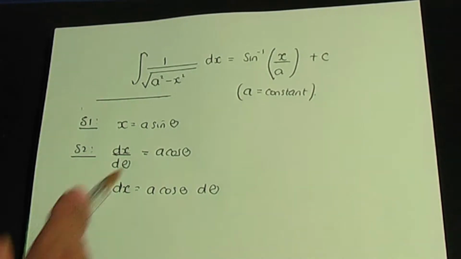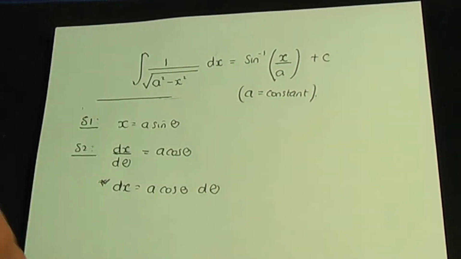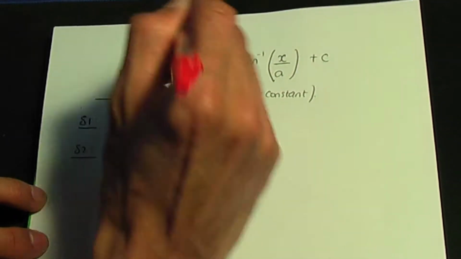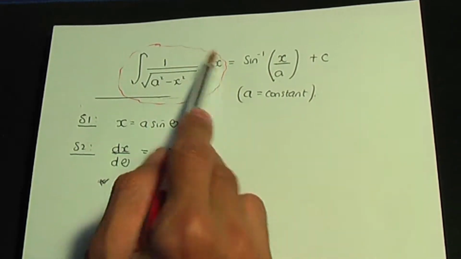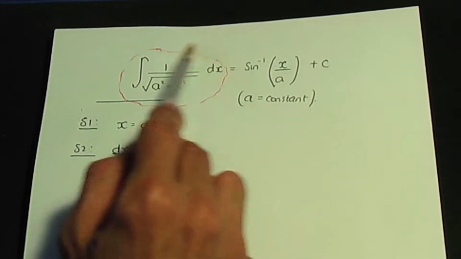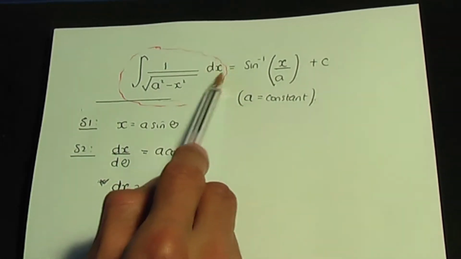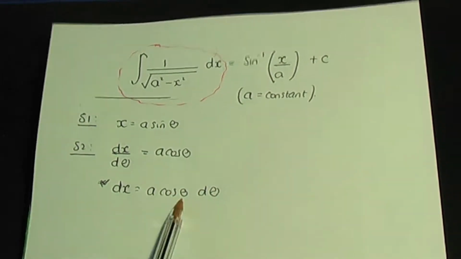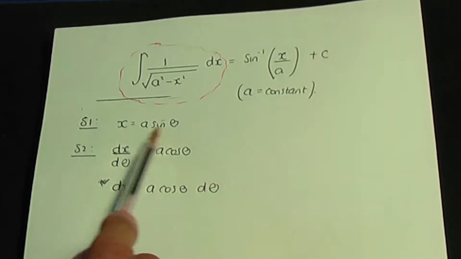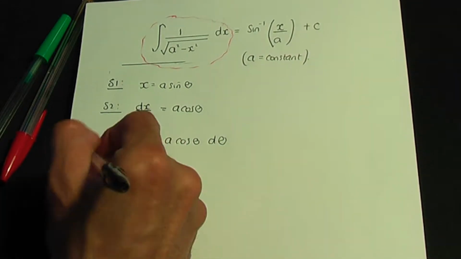Okay, so let's have a think here. Let's focus on this integral. Let's take a red pen. Let's focus on this integral on the left, and let's prove that the integral on the left gives us this answer on the right. Now, dx over here, we're going to replace by a cos theta d theta, and x is going to be replaced by a sine theta, when we go through the substitution process.